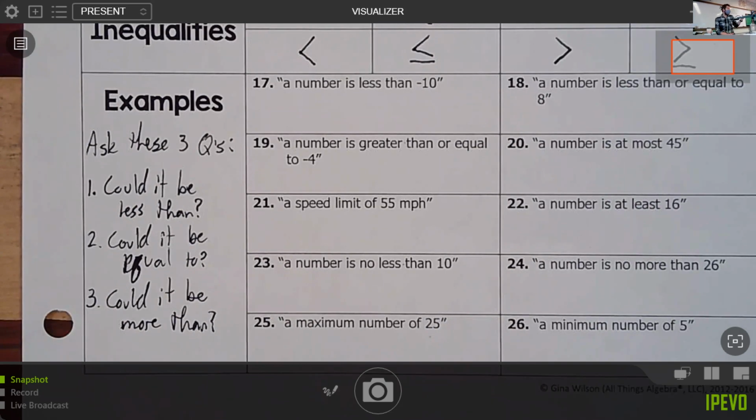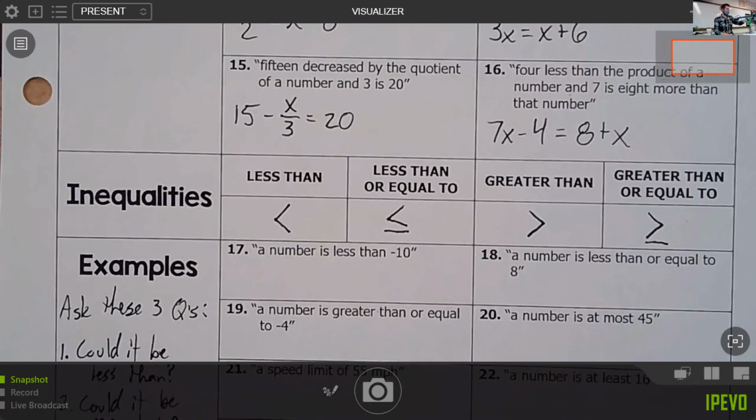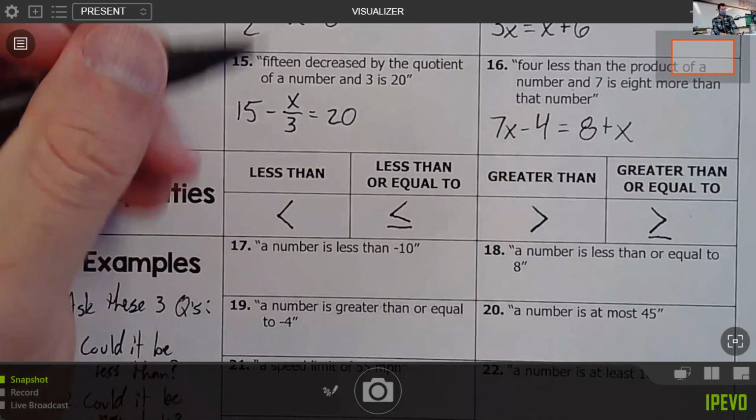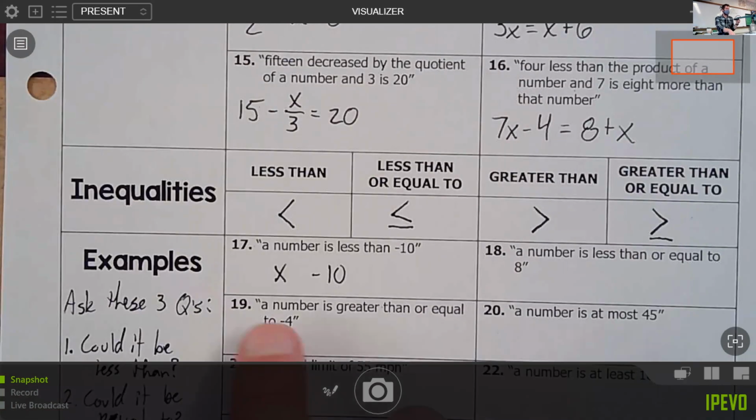So could it be the same? Could it be less? Could it be more? I'm going to ask you those questions, and then I want you to ask yourself those questions as you're doing it. So a number is less than -10. So first of all, a number, that's our variable. So we're going to have x, and we're going to have -10. So I want you to write x, leave a gap, and write -10. Because what we're going to do is fill in the middle. We're going to fill in either a less than, equal to, greater than, or greater than or equal to.